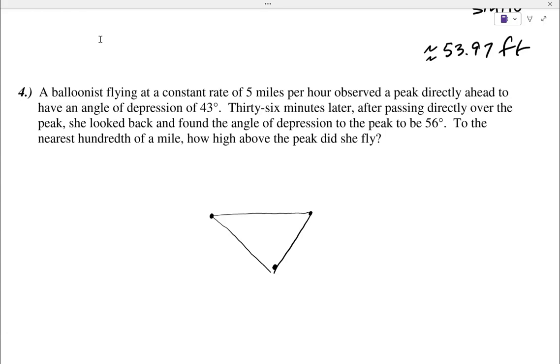Ready to talk about it? All right. So I drew a quick picture. Said the balloonist was going across at 5 miles per hour. There's an angle of depression at one point. Looked back, there's an angle of depression at a different point. So crossed over the peak at some point, right? Angle of depression again goes from horizontal downward, right? So we should be able to label one of these as 43 and the other as 56. We agree with that?